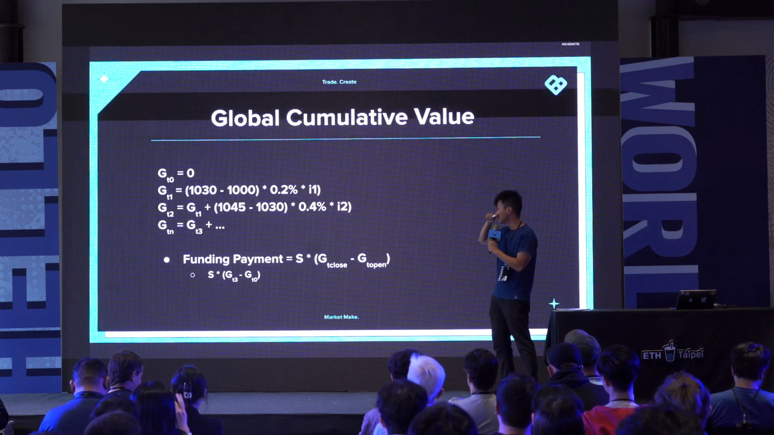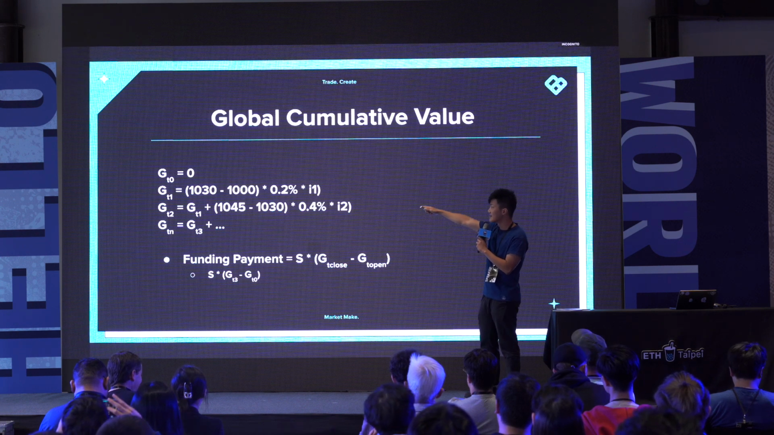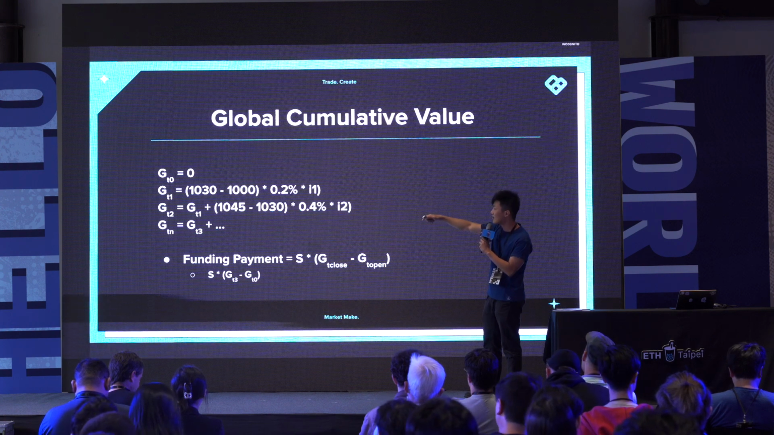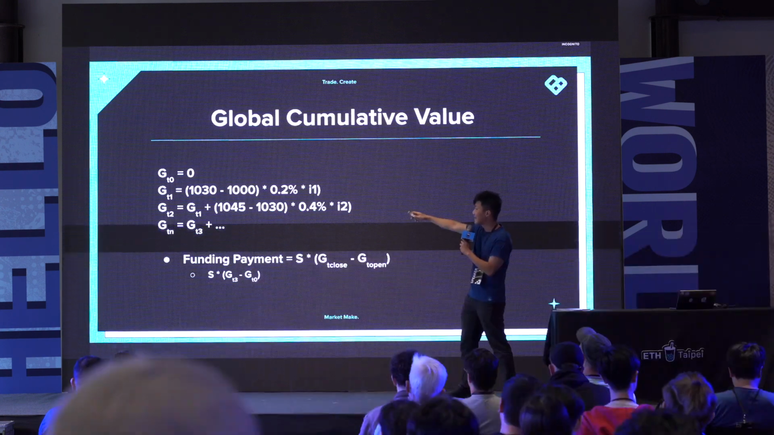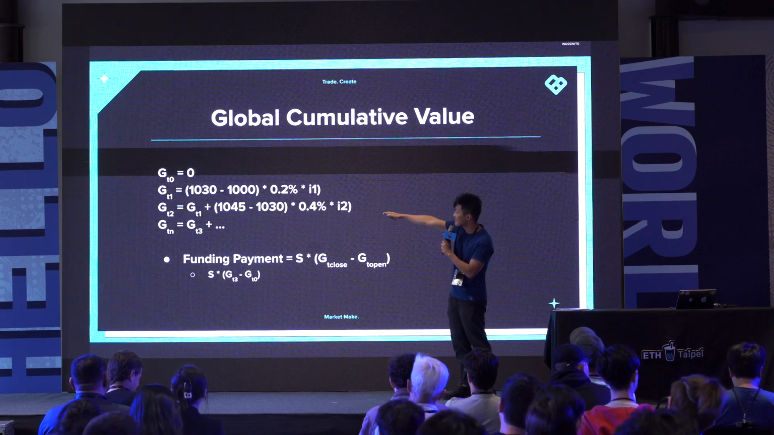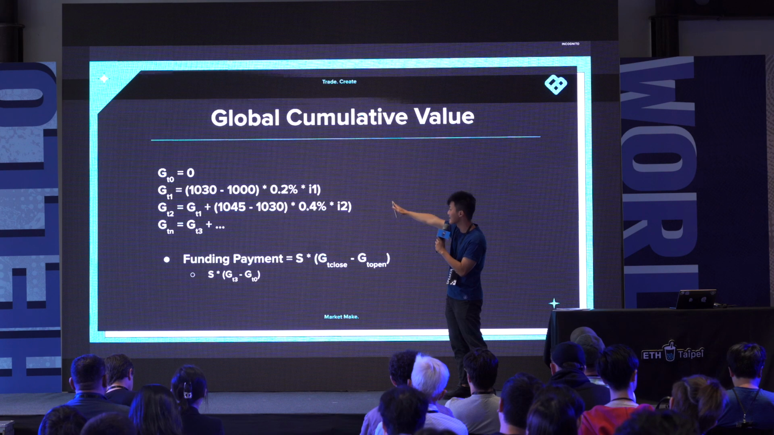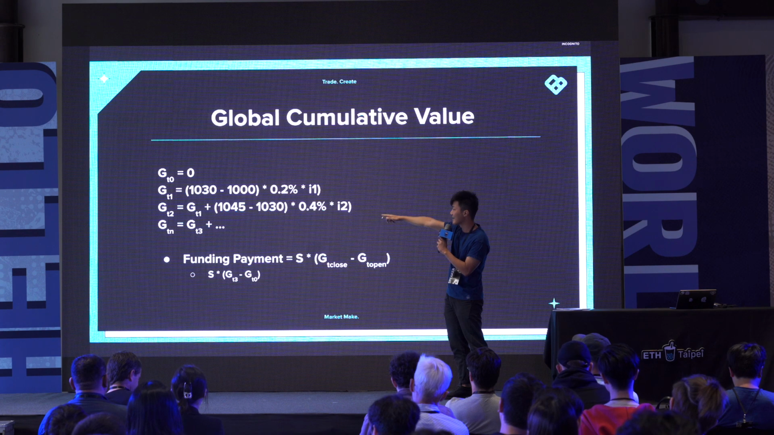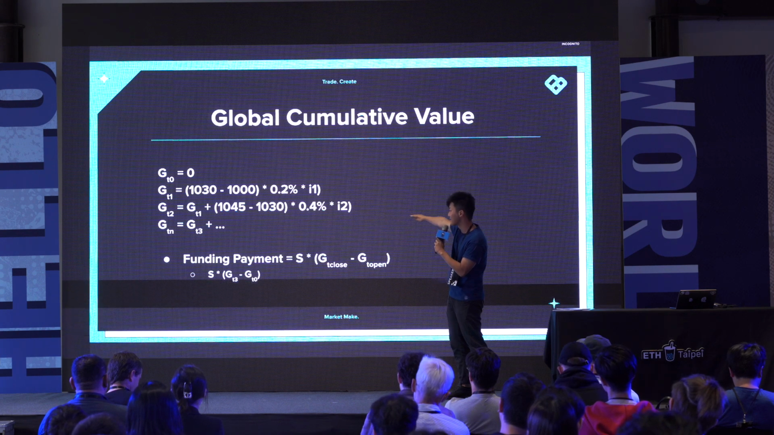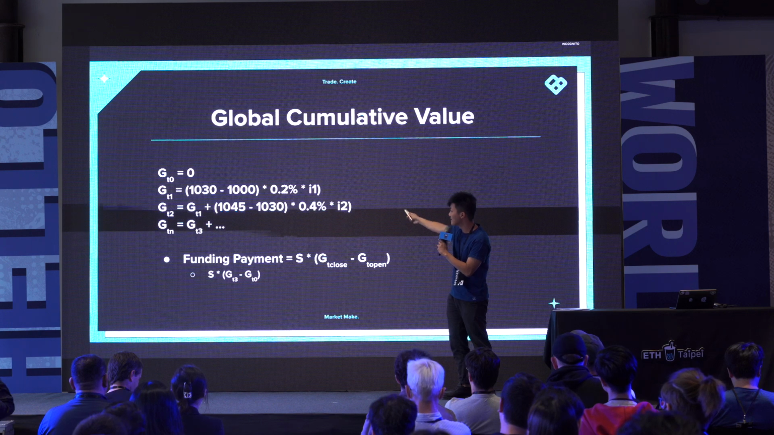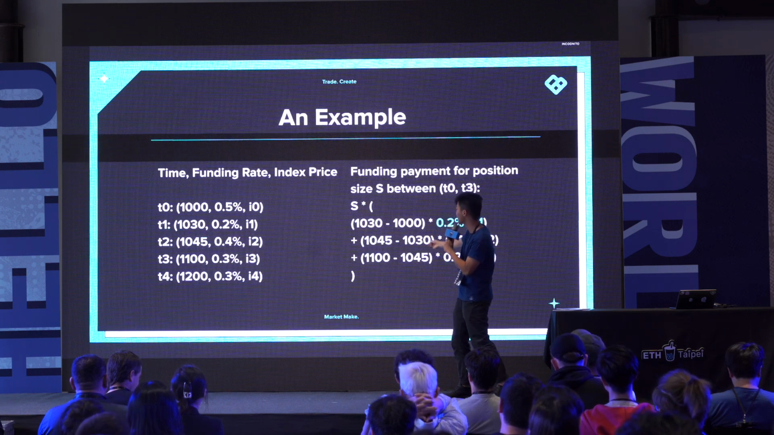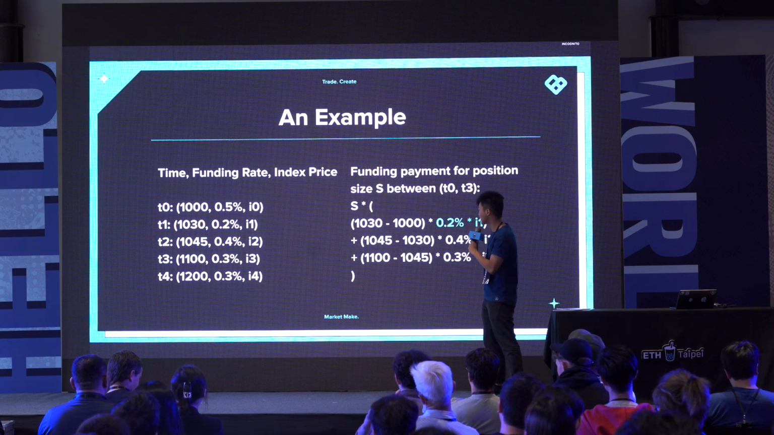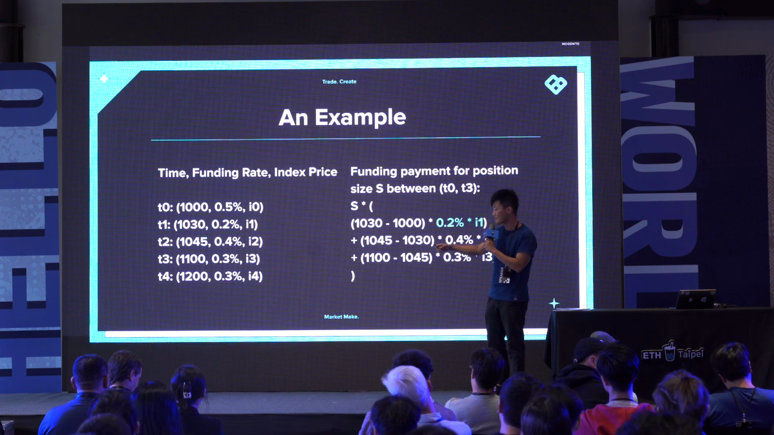So for example, let's define the cumulative value at time 0 as 0. And at time 1, we add the difference of the timestamp multiplied by the funding rate and the index price. And for time 2, it's the global cumulative value at time 1 plus the extra numbers here. So this form looks very similar to the things on the right-hand side. What we are trying to do is replace the right-hand side with global cumulative values.